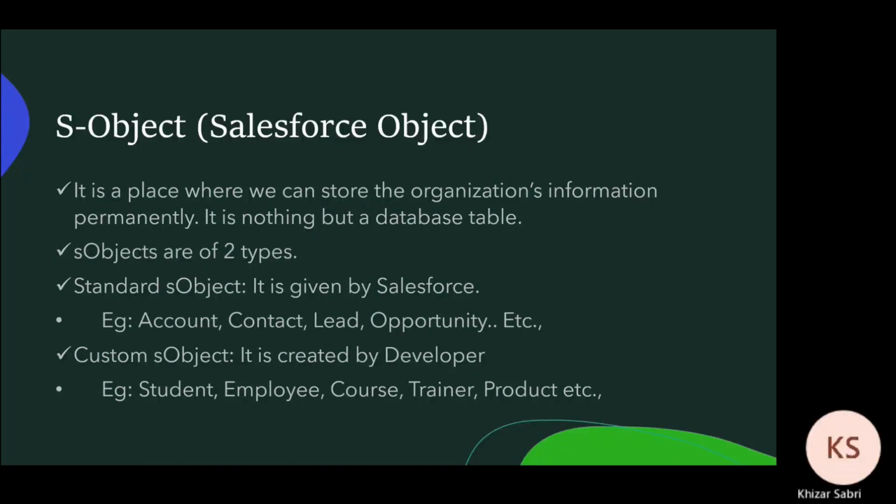A standard object is given by Salesforce, like account, contact, all those tabs. A custom object is created by the developer, like us, for example, when we create a student tab or any tabs. Exactly. Okay, so what does the S in SObject stand for? Salesforce, right? Because you have standard SObjects and you have custom SObjects. You have standard Salesforce objects and you have custom Salesforce objects.